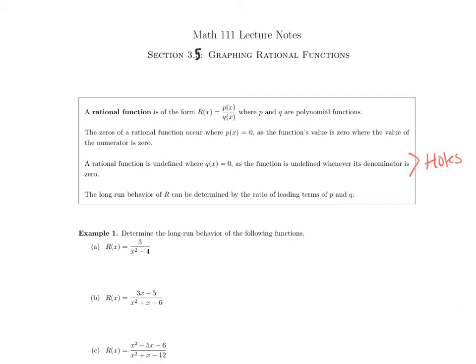So I mentioned that in the last video as well, but I just wanted to make sure I brought it up again. But the next question is, the long-run behavior of r of x can be defined by the ratio of the leading terms of p and q. So we have a question right here that says, determine the long-run behavior of the following functions. Now, if you'll remember, the long-run behavior was in fact connected to horizontal asymptotes. So that's going to be connected to horizontal asymptotes.